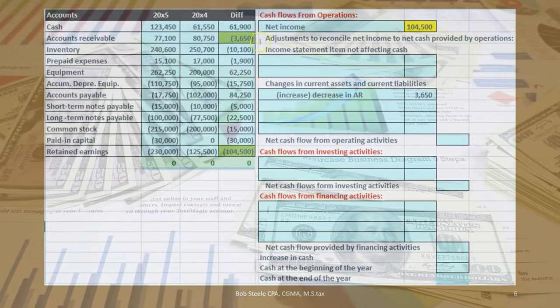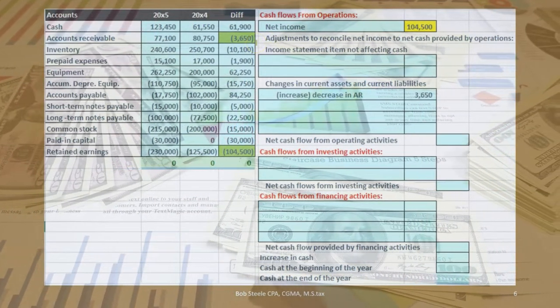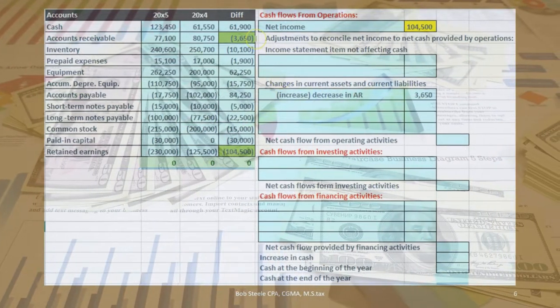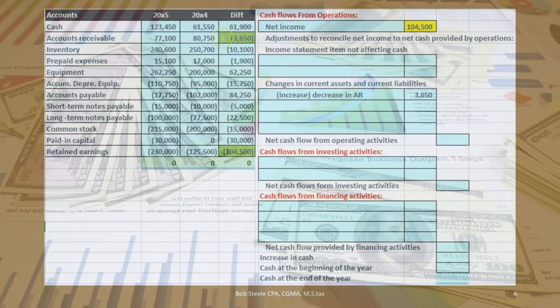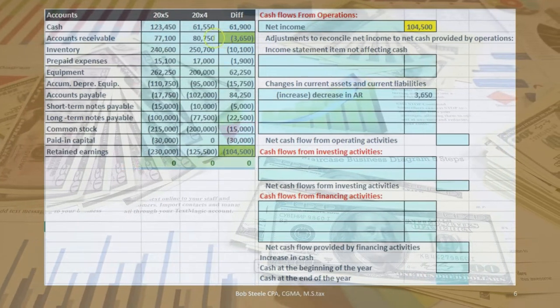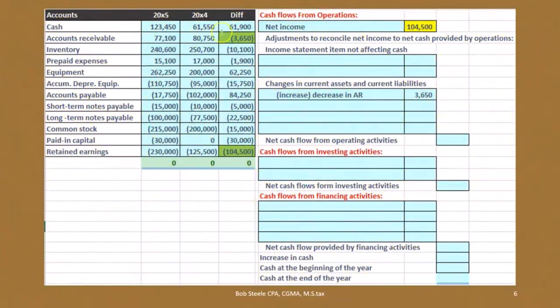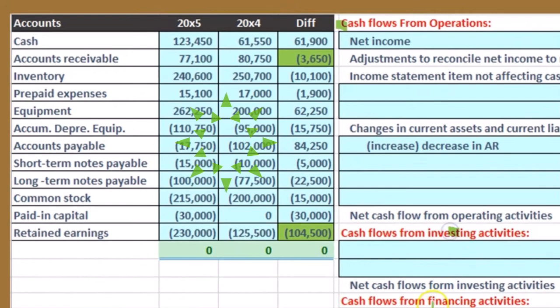Then we're just going to go down the list. We're going to skip cash because the ending thing is going to be cash. That's going to be down here. And we're going to go to accounts receivable. So accounts receivable went from a debit of $80,750 down to $77,100. So first question, is that going to be a cash flow from operating, investing, or financing?